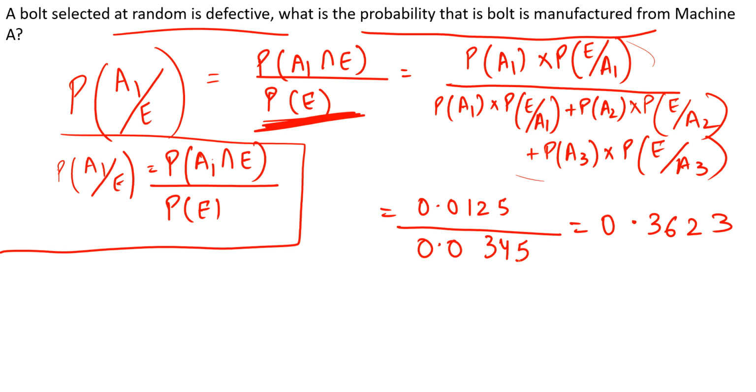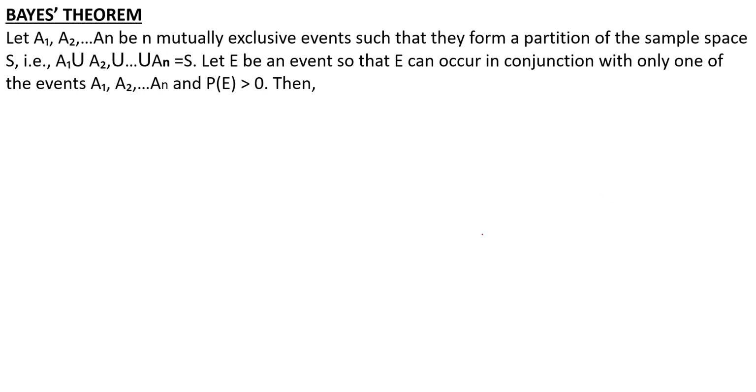Now by simply looking at this, we can make out what Bayes' theorem is. From here we can say, let A1 to An be n mutually exclusive events. That is, there is nothing common in the events, because we have already seen that production by machine A, machine B and machine C are mutually exclusive. If an output is produced by machine A, it cannot be produced by machine B. Such that they form a partition of the sample space S, that is A1 union A2 union and so on union An is equal to S.